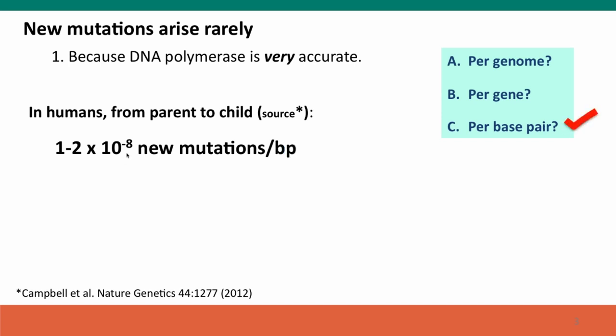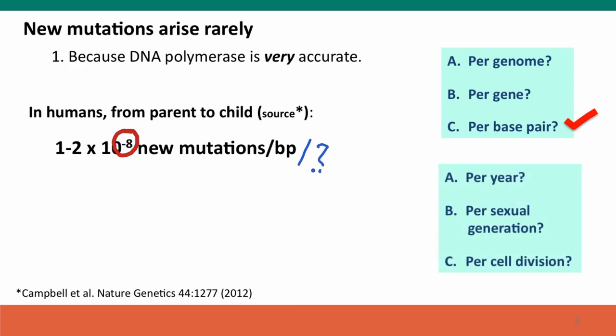10 to the minus 8th is a very small number. We have many, many base pairs in our DNA. But this isn't a complete thinking of per what. This is per amount of DNA, but we also need to ask per what sort of time unit? Per year, per generation, per cell division, which is effectively a DNA replication? And the answer is it's 1 to 2 times 10 to the minus 8th new mutations per base pair per generation.